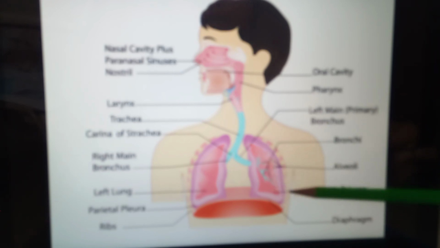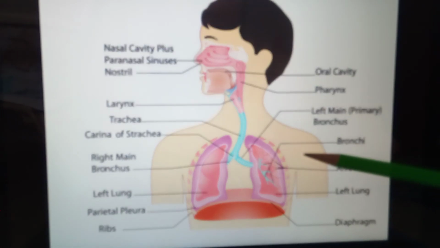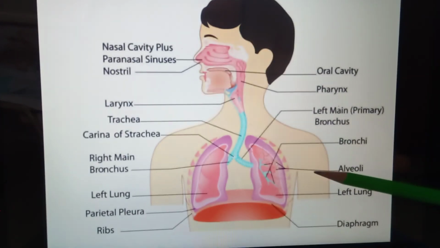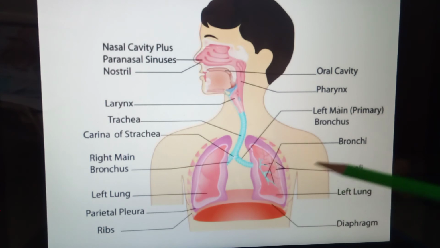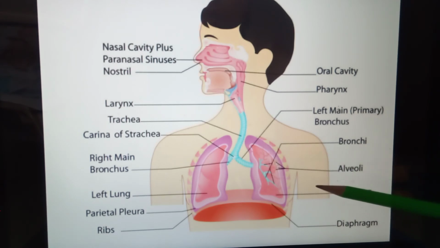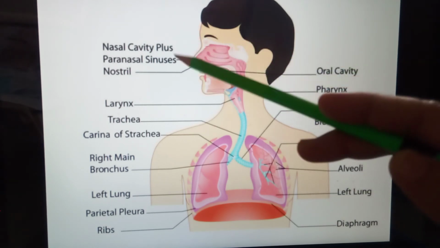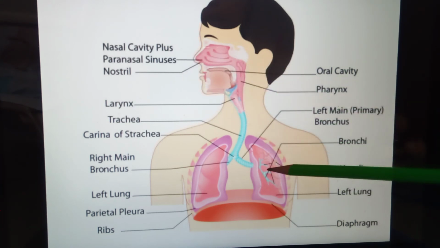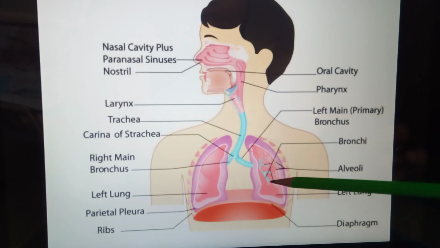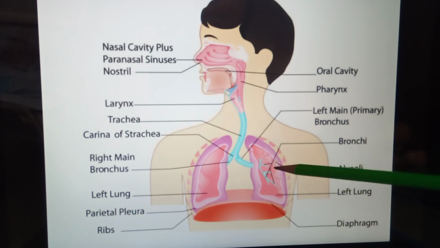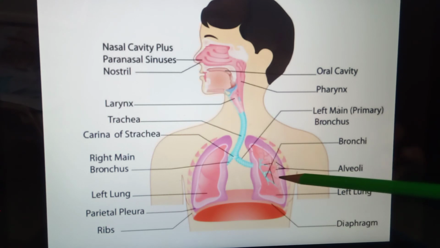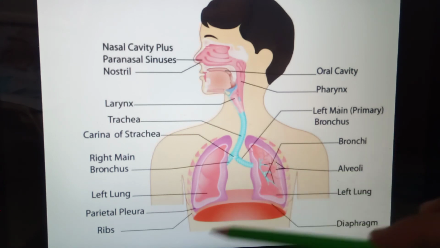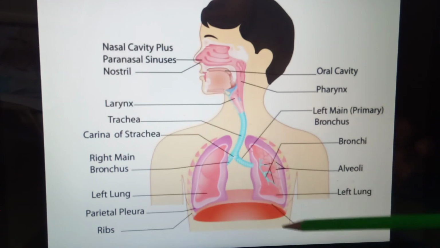Okay, and here's one more term. There are two types of respiration: internal respiration and external respiration. External respiration means the exchange of gases between the atmosphere and the lungs. Okay, this is the external respiration. And the second one is the internal respiration, meaning this term denotes the gas exchange between the lungs and the blood capillaries. Okay, and this is the diaphragm.